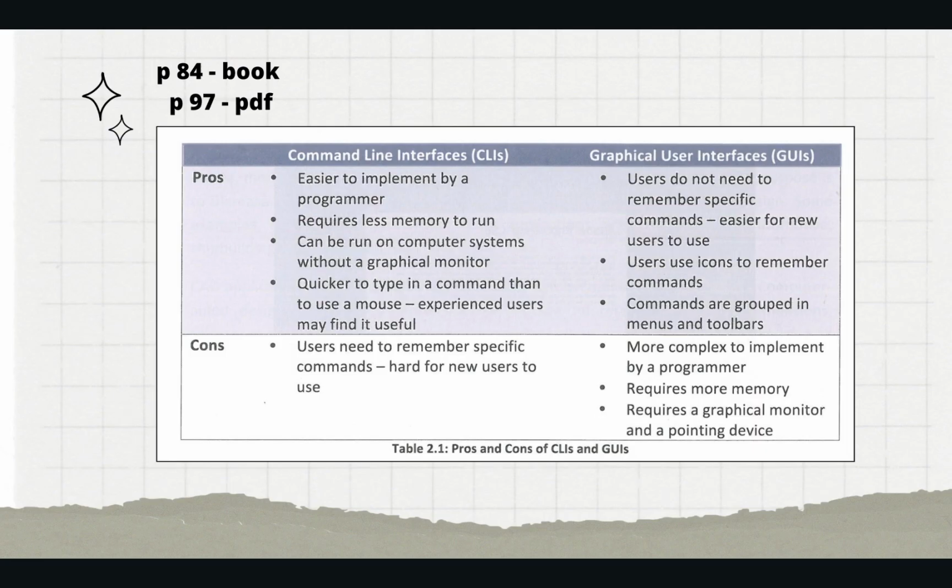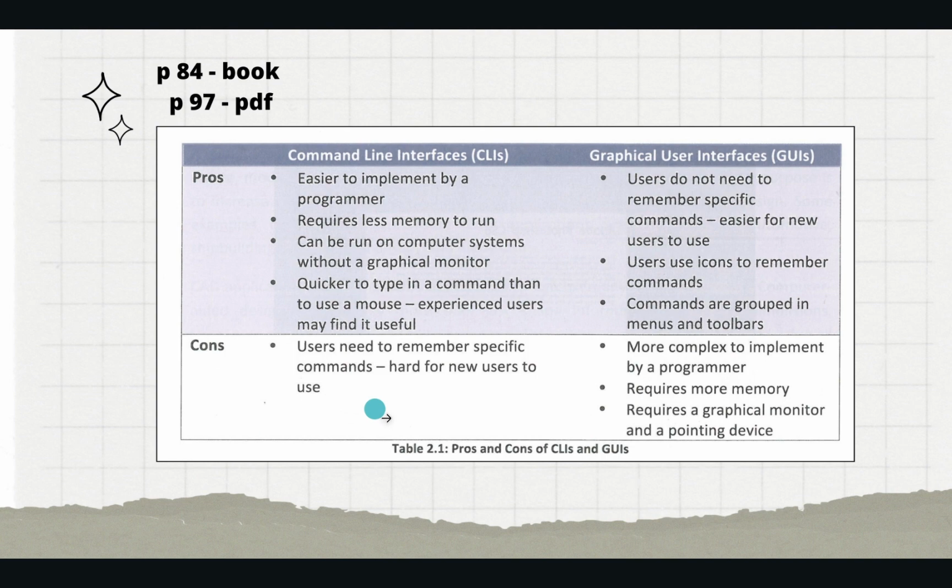Again, pros and cons, you need to learn it. You can find it in the computer science book. It's page 84 in the book, and if you have it as a PDF file, you can just type 97 and it's the page of the PDF file. Here are some pros and cons.